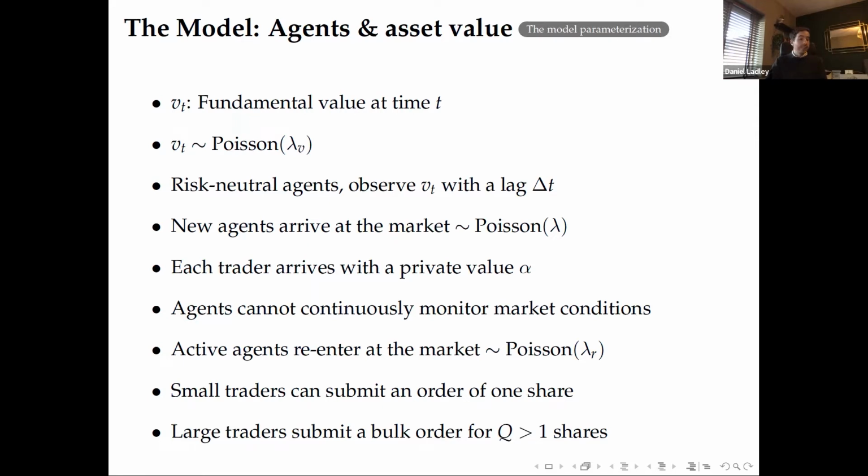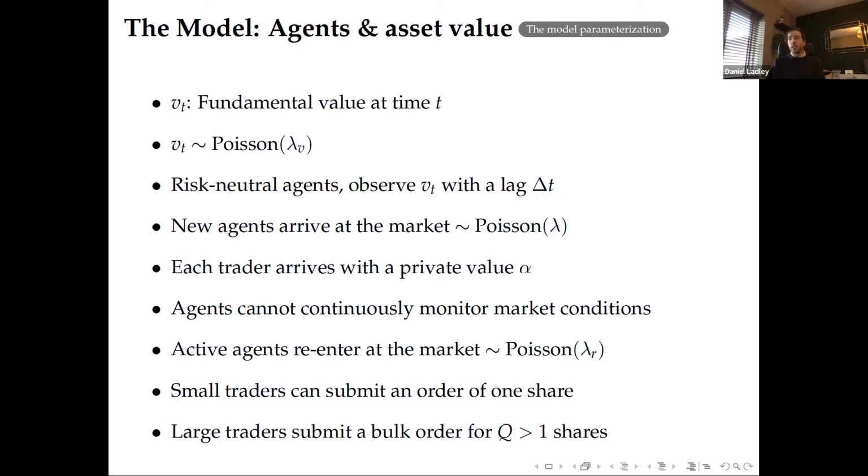They can't continuously monitor the market. However, after submitting an order, they re-enter again at a randomly chosen point in the future. So the trader's decision is both, what order should I submit when I enter? But in making that decision, they have to factor in the fact that they will re-enter the market, and if they're not happy with their current order, they can adjust it. So this is essentially a dynamic programming problem. It's a series of decisions to try and maximize their expected return.